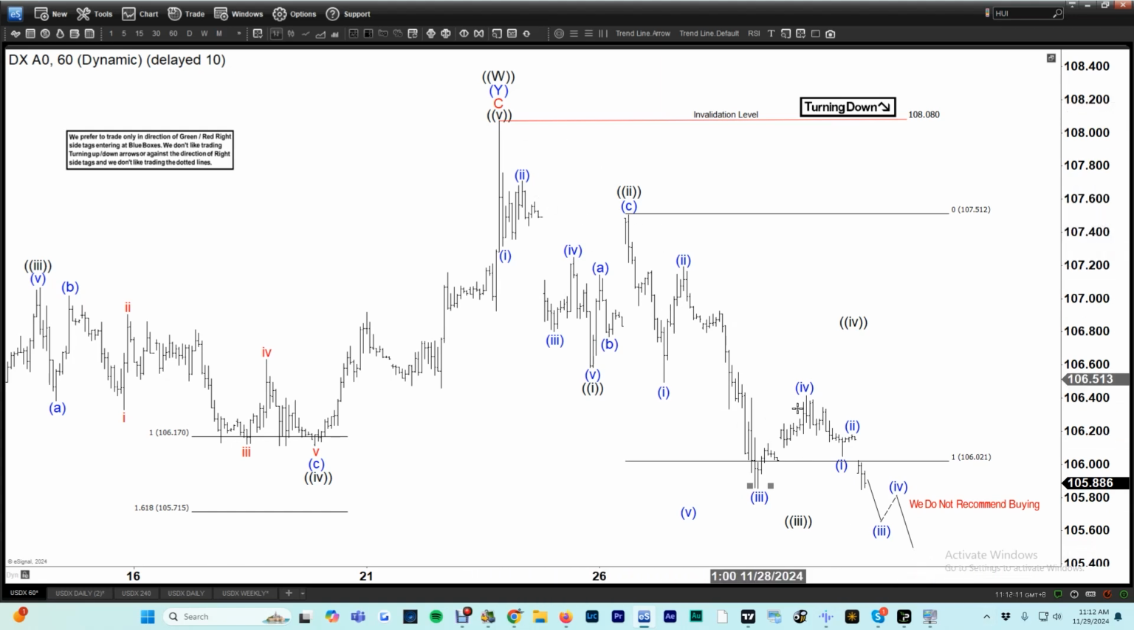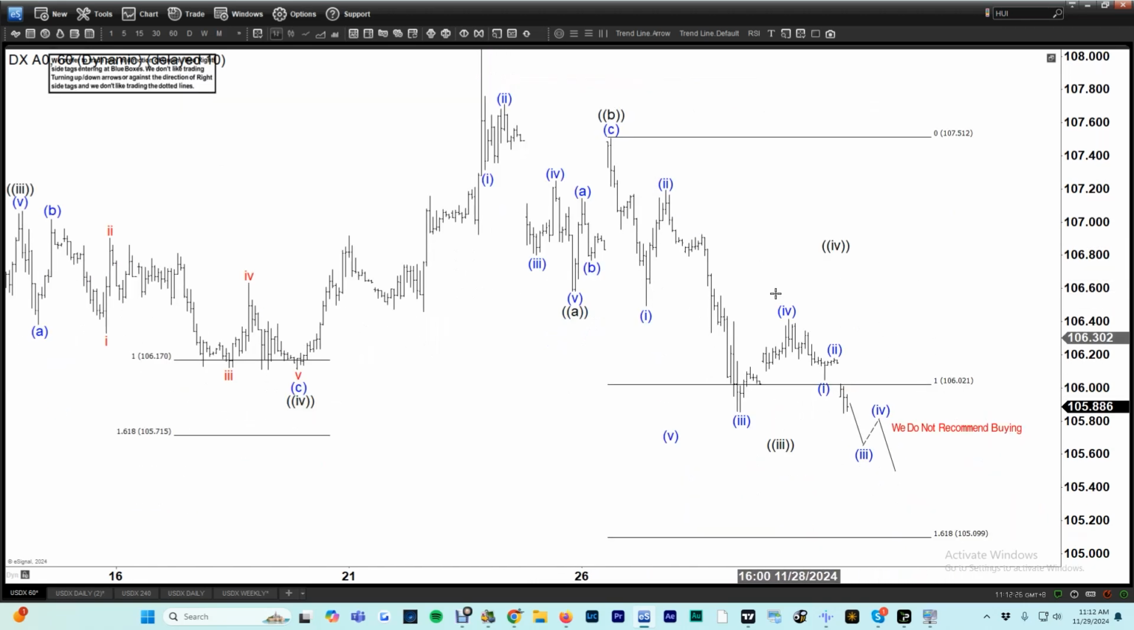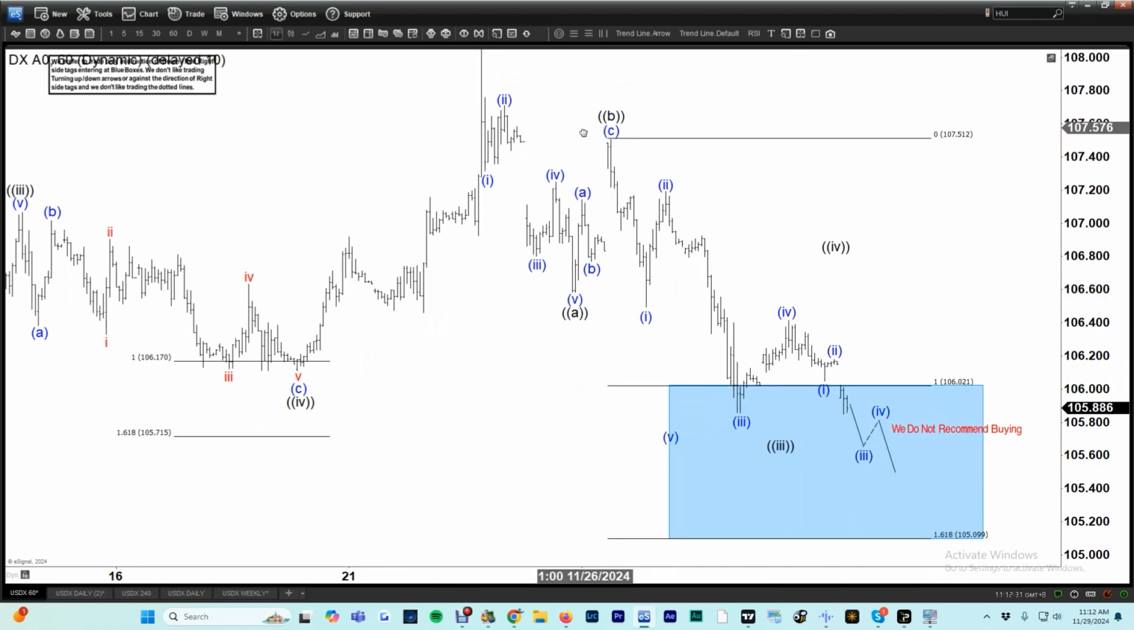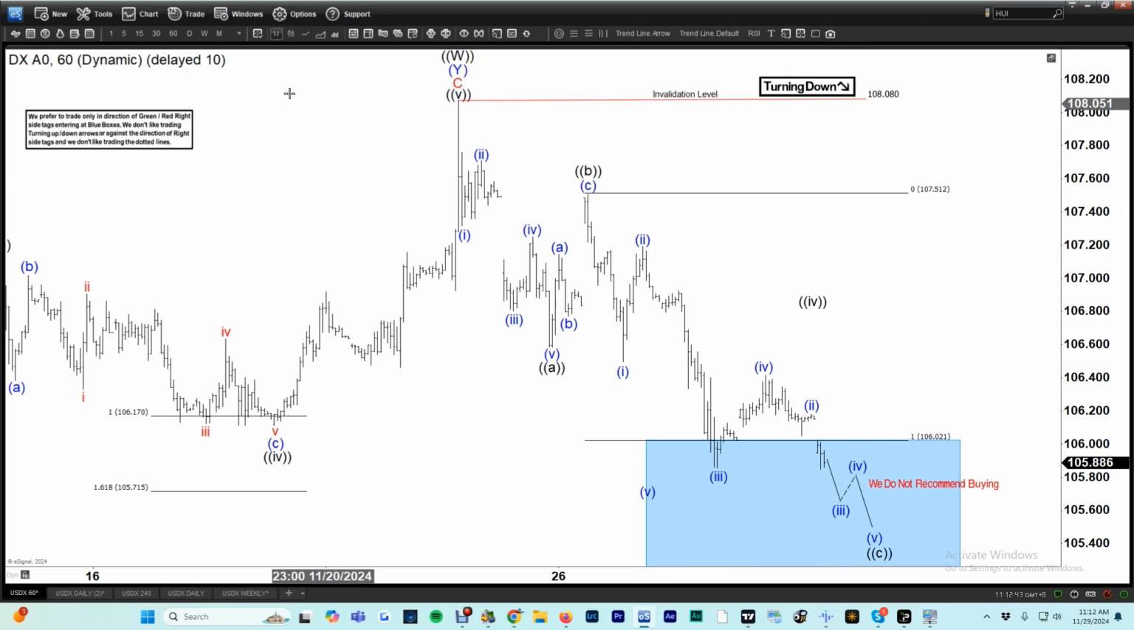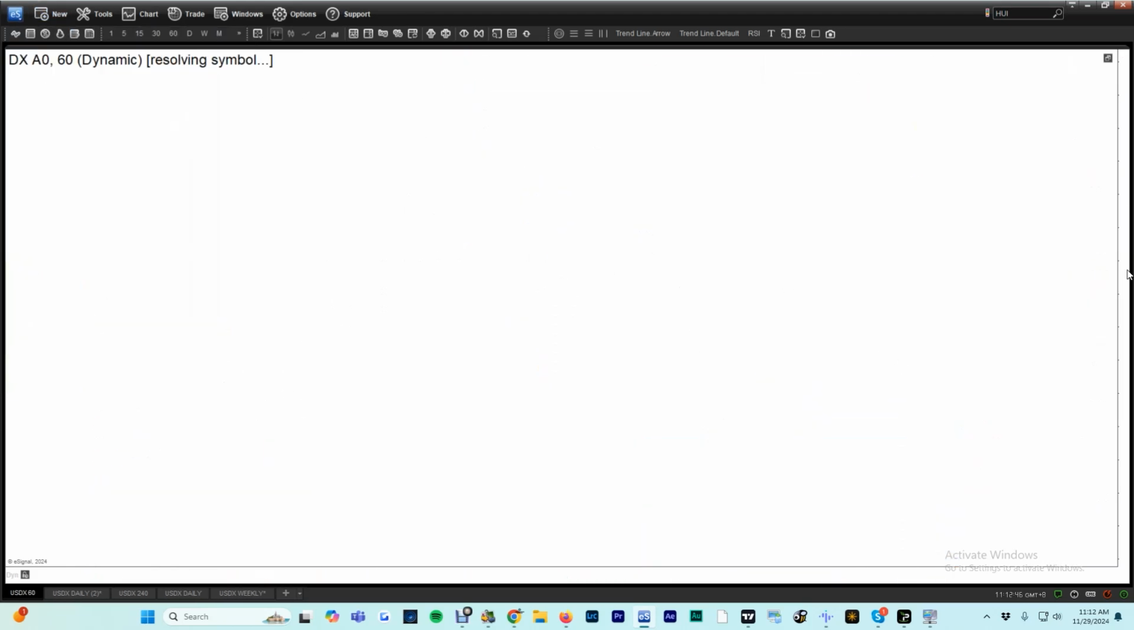But then the problem is, if I label it this way, then this can be labeled as an ABC, which is a correction, and then it starts to turn higher very soon, because we reach this 100% extension area of this 1 2 here. So if I label it this way, this is going to be ending 5, and then ending C, and then starting to turn higher. That's the alternate, I guess, which is not really bearish.